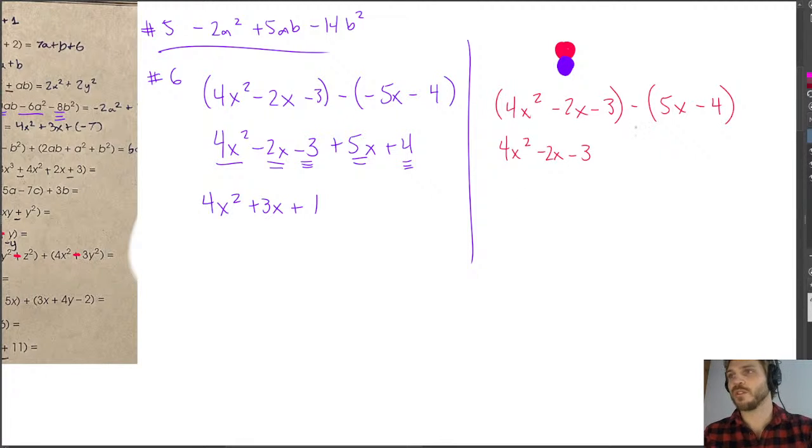We don't need to do anything, just use our associative property. Now we're going to distribute our negative here. Negative 5x plus 4. So negative 5x becomes negative 5x, and then negative 4 becomes positive 4. Same thing now. We combine our like terms. There's no squared term to go with this. These are our x terms. Negative 2 minus 5 is negative 7. And negative 3 plus 4 is positive 1.